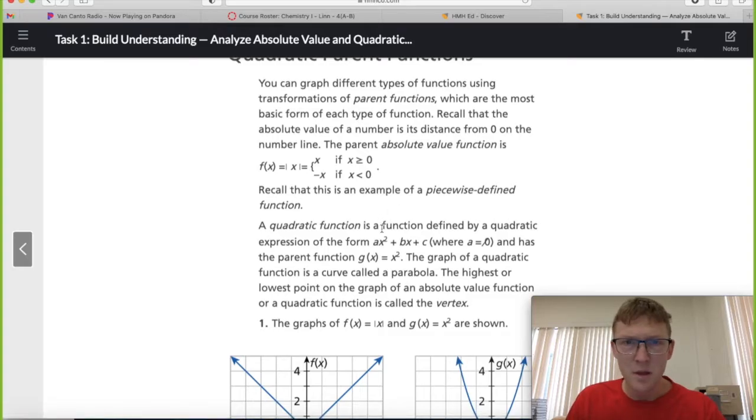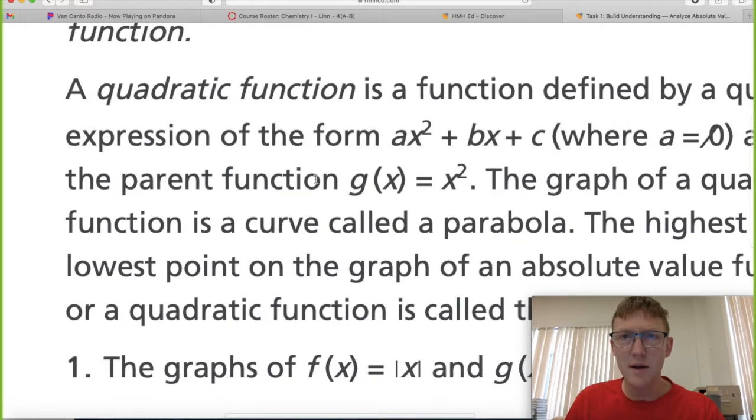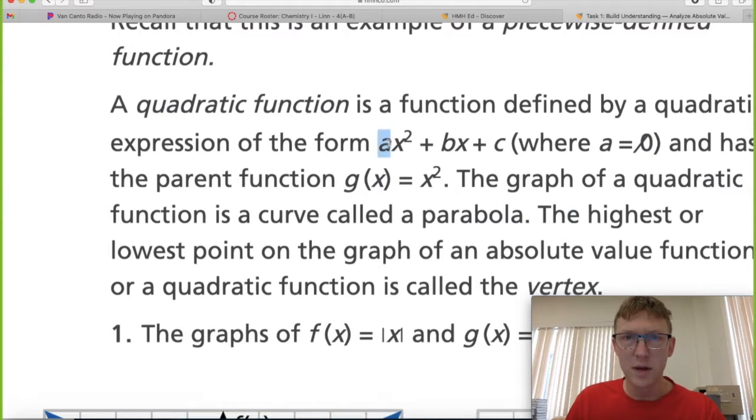And then we're talking about quadratic functions as well. Here is our basic version, ax squared plus bx plus c, where a does not equal 0. Because if a equals 0, then we don't have an x squared, and it's not a quadratic function anymore. The parent function, a word we're going to be using over and over again, is the basic starting point of a function, where we didn't change anything. So the parent function is just x squared.